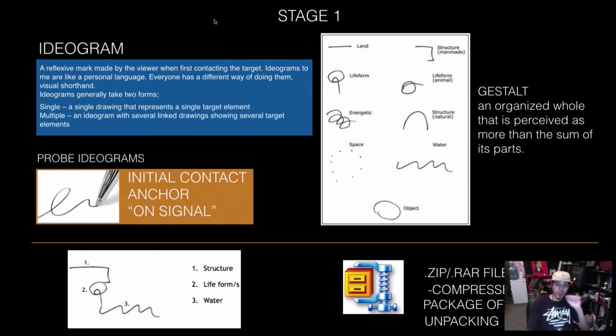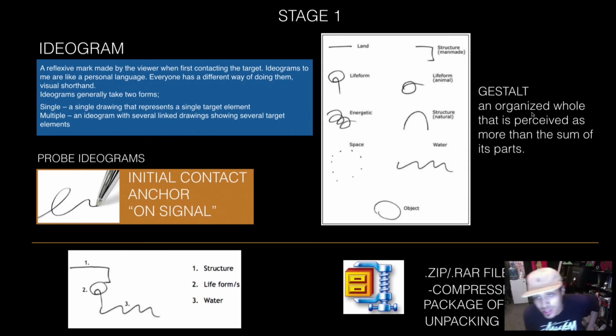So given only the target number, a viewer is able to produce an ideogram, and the ideogram explains gestalts. Now, what's a gestalt? A gestalt is an organized whole that is perceived as more than the sum of its parts. You've probably heard the word gist: I get the gist of it. This comes from the word gestalt, where you get the overall meaning or framework of what this thing is. So each of these ideograms represents a gestalt.